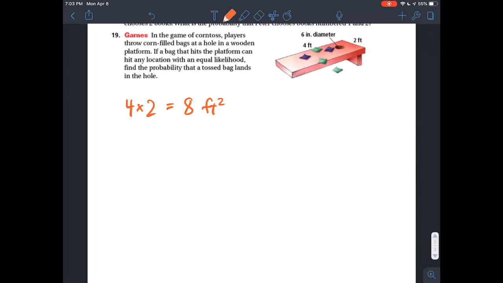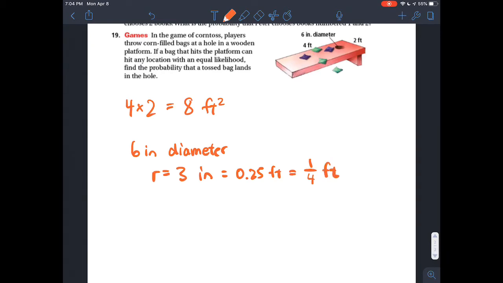And the area of the hole, right, 6-inch diameter, which means the radius equals 3 inches, okay? Now, it so happens that 3 inches equals what proportion of a foot? Well, 3 inches is a quarter of a foot, so it's 0.25 feet, or 1/4 of a foot, okay?